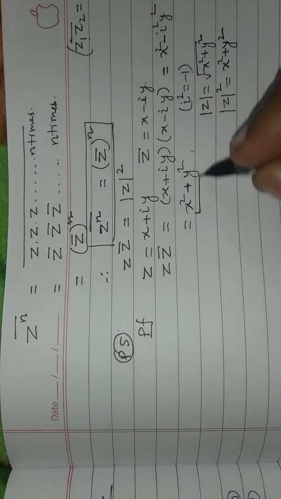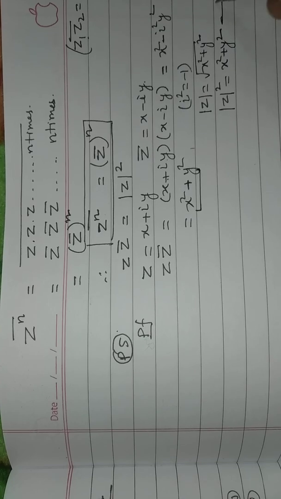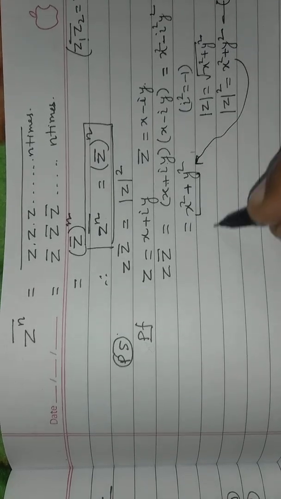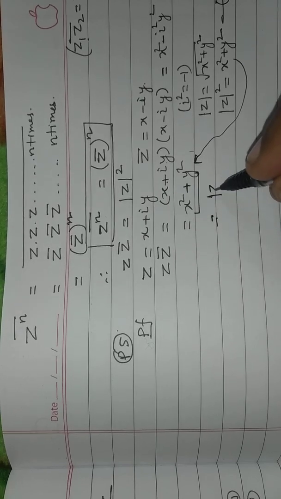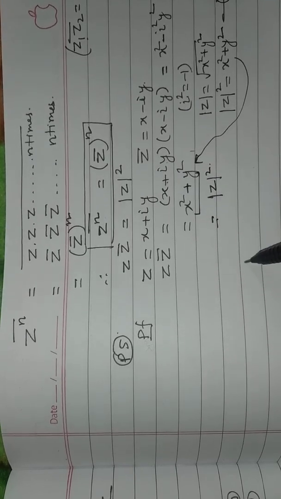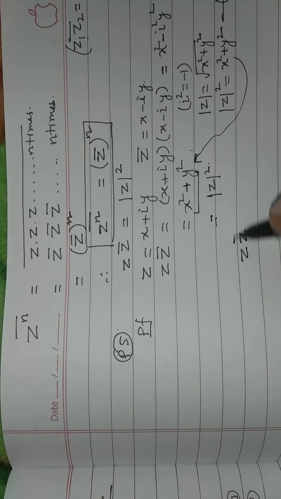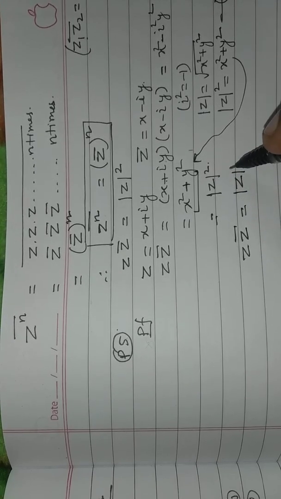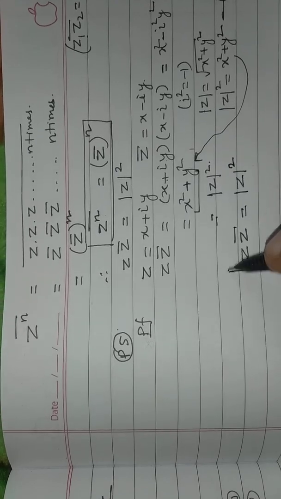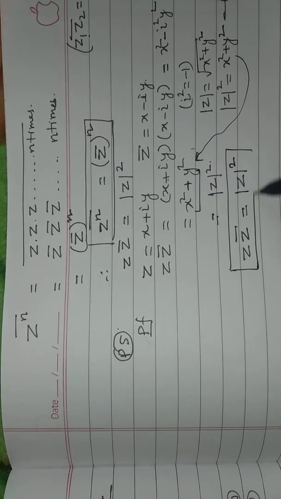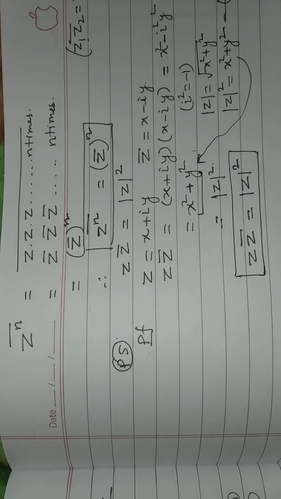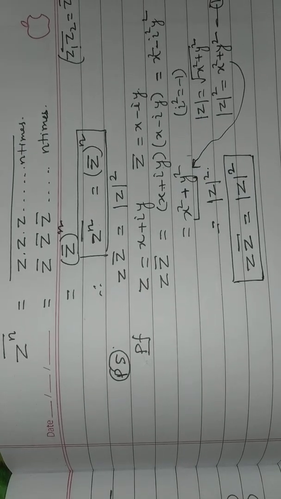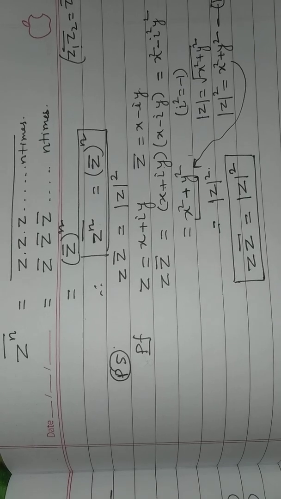So in place of this, from here we can write mod of z square. So z into conjugate of z is equal to modulus of z square.